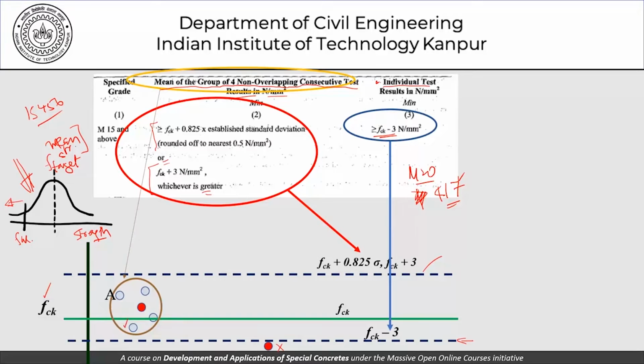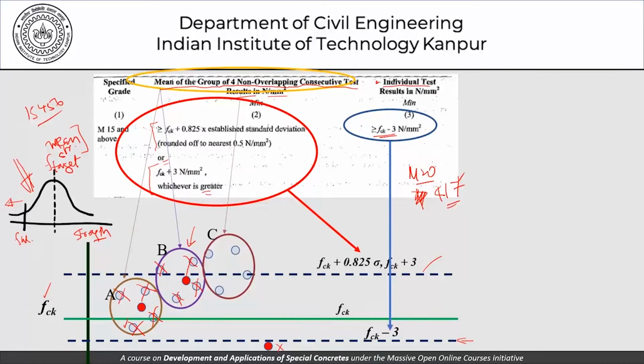Similarly, let's go to these 4. Set B. All of them are greater than FCK. It's not that one of these is below FCK, one of them is just about FCK. All these are above FCK, but if the mean is below this line, still all of them will be deemed to have failed. However, if the values of these 4 samples were such that the mean was higher than this, then all these 4 would be cleared.